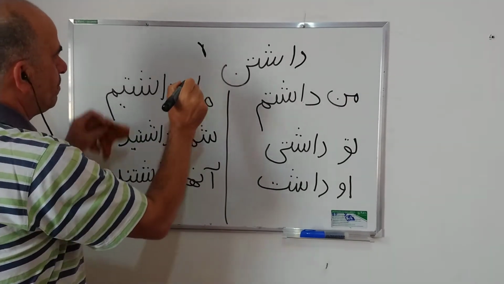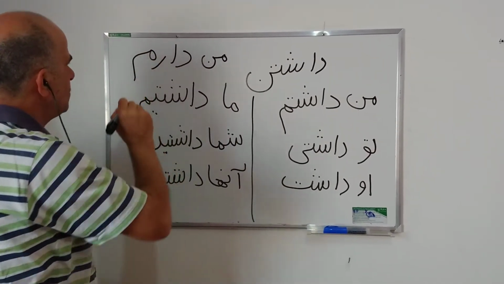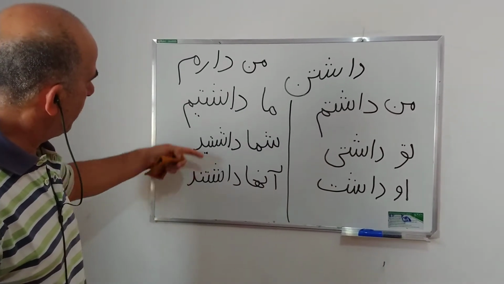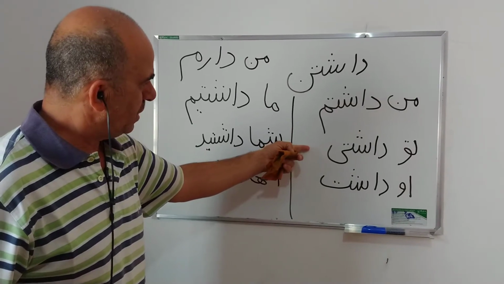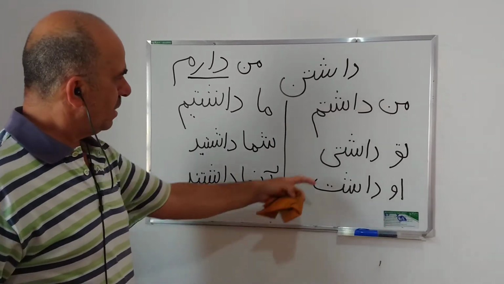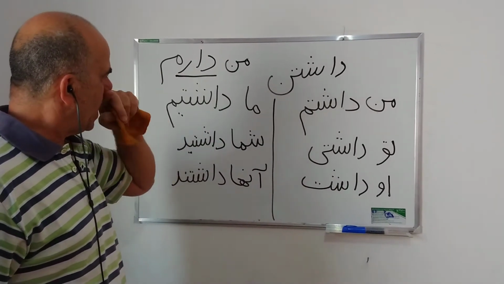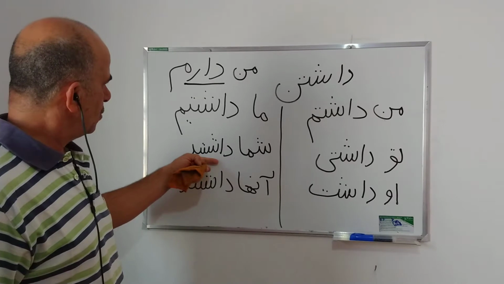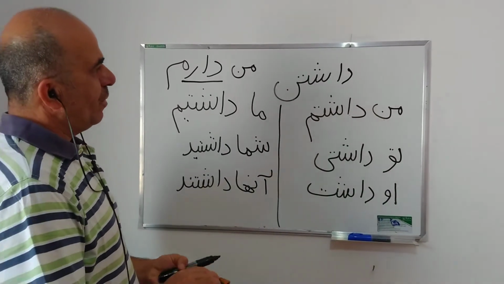All you have to learn is that it becomes من دارم for present, because the rest just follows the same pattern. من دارم, من داشتم. تو داشتی, you have, تو داری. As long as you know this part, دار, then you can construct the rest of it. او داشت, او دارد. ما داشتیم, ما داریم. شما داشتید, شما دارید. آنها داشتند, آنها دارند.